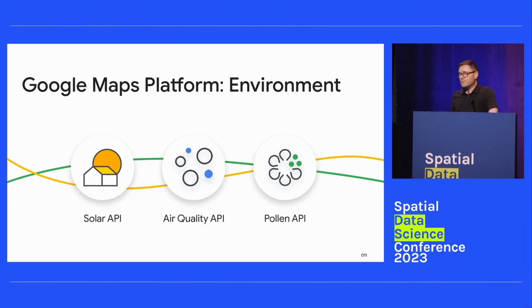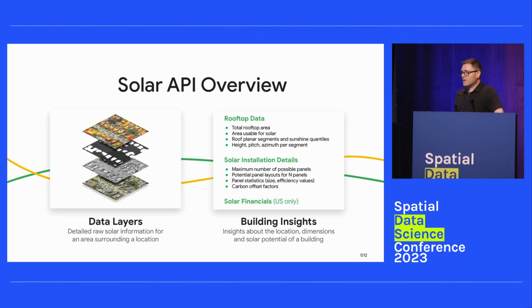So we've just launched 3 new products. One's called Solar, Air Quality, and Pollen. And these apply AI and machine learning techniques to give you information for individuals and businesses to operate more sustainably. So I'll dive into solar a little bit.